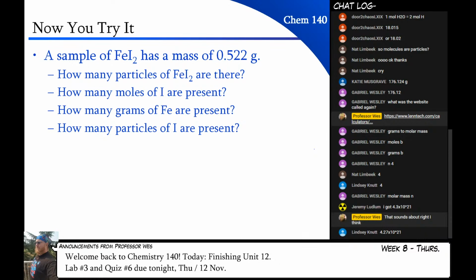So here's the last one. What I want you to do is determine the amount of each of these quantities based on this starting amount of 0.522 grams of iron 2 iodide. Now be careful because I'm asking you for different things each time. So you make sure that you're solving for the correct thing.